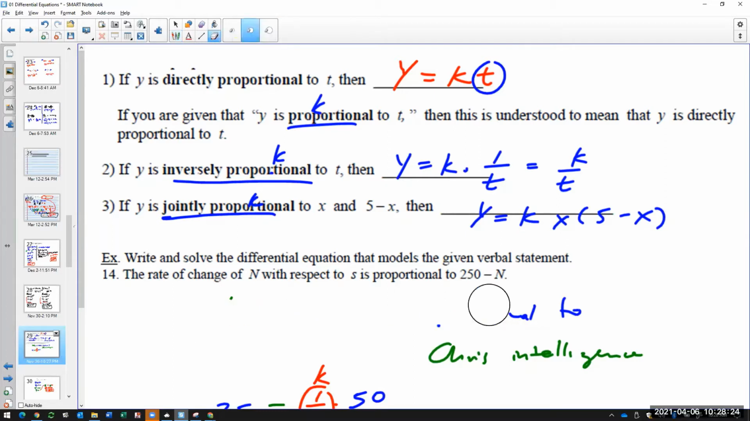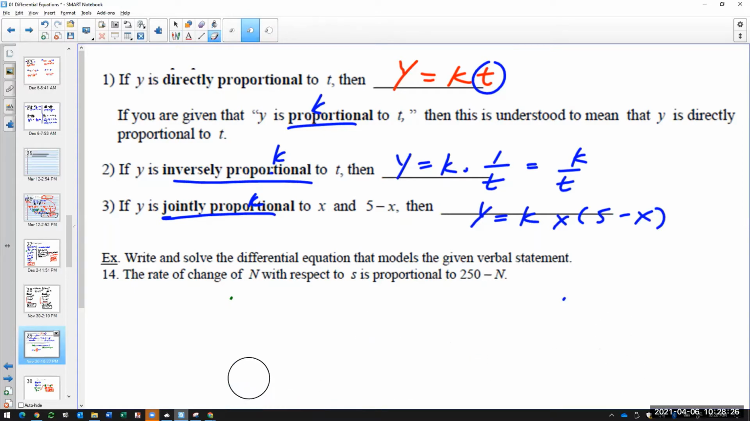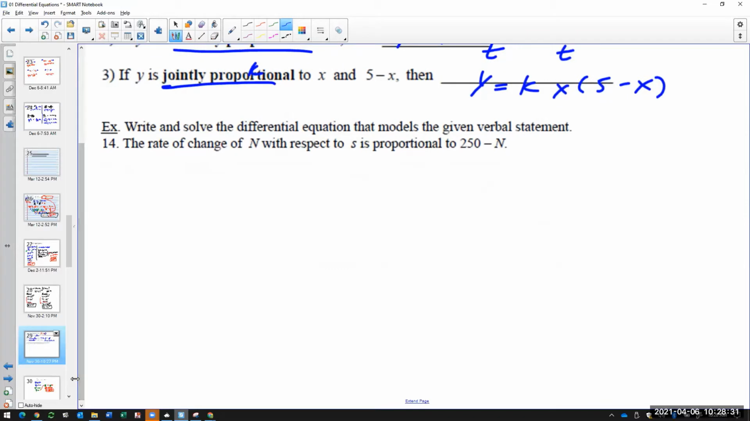Okay, so knowing all those things, that's just setting up the problem. We're going to go into word problems tomorrow. So this is going to prepare you for the word problems tomorrow.